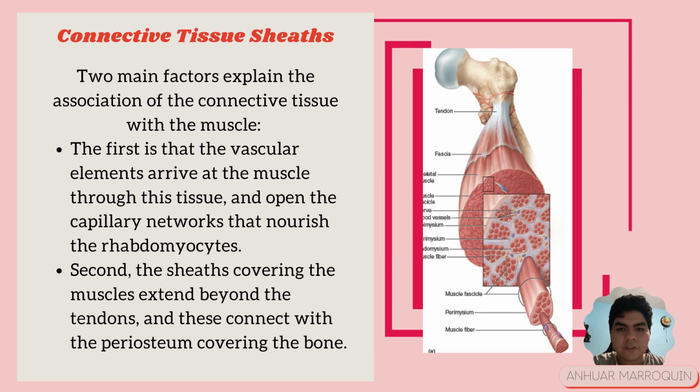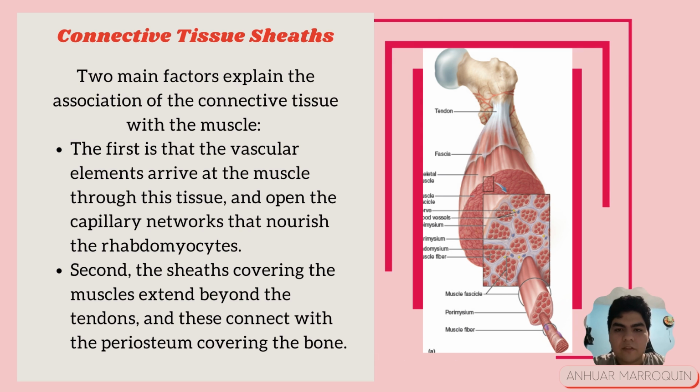Connective tissue sheets. Two factors explain the association of the connective tissue with the muscle. The first is that the vascular elements arrive at the muscle through the tissue and open the capillary networks that nourish the rhabdomyocytes. Second, the sheet covering the muscle extends beyond the tendons, and these connect with the covering of the bone.